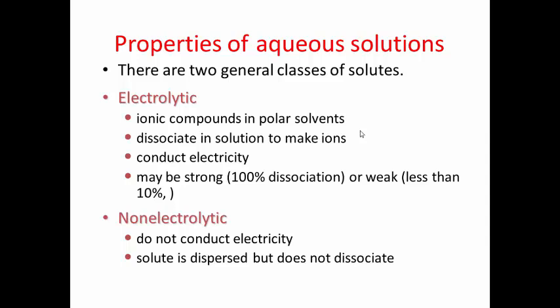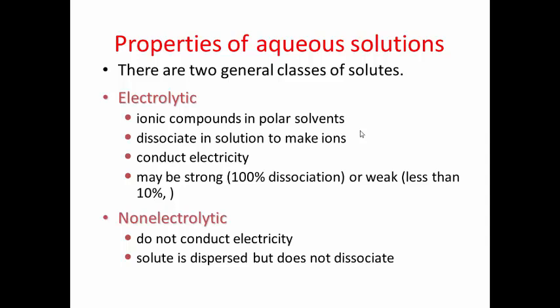There are two general classes of solutes. They are electrolytic and non-electrolytic. Electrolytic are ionic compounds in polar solvents. Since they dissociate completely, or dissociate a lot, in solution to make ions, they are good conductors of electricity. They could be strong or weak, just like the acids we talked about. We talked about Ksp already.